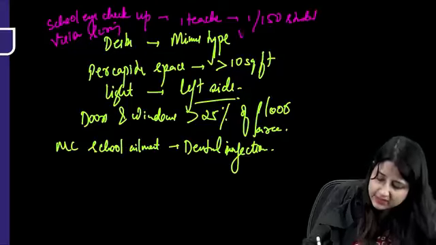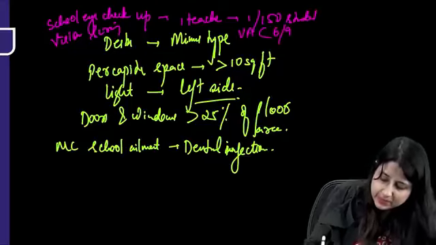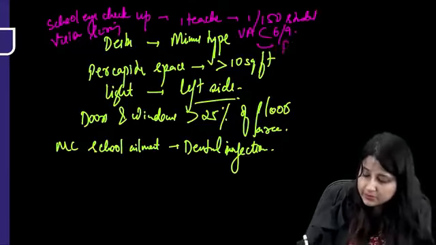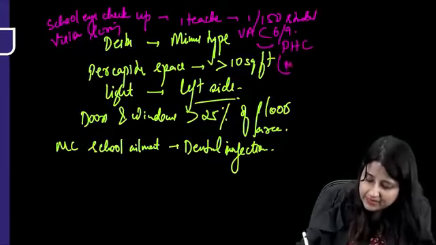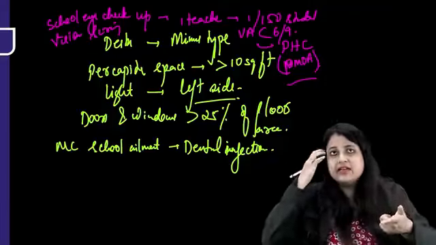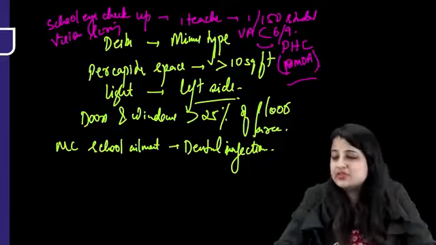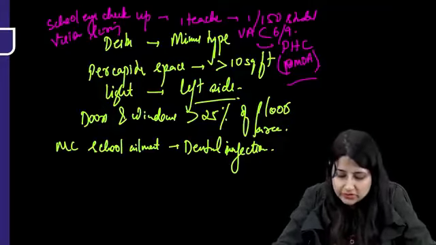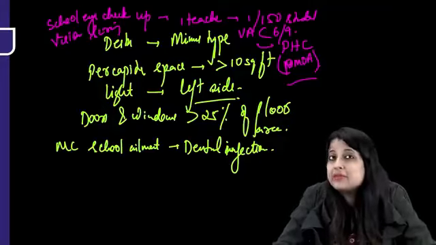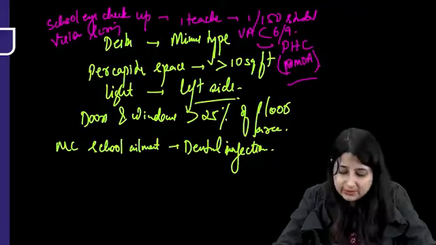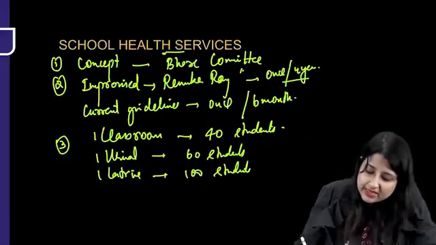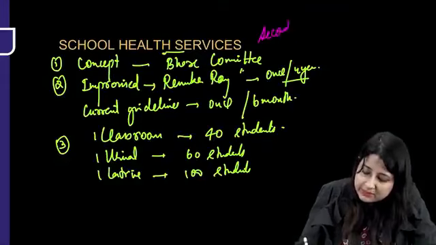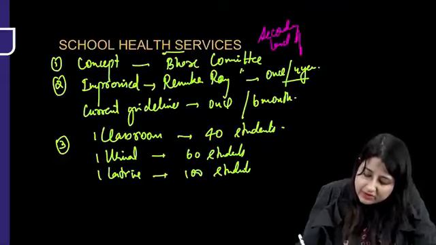If the visual acuity is less than 6/9, the child is referred to a PHC, where we will have a paramedical ophthalmic assistant who will refer the child, if required prescribe glasses, or refer further to an ophthalmologist. These are the bare minimum things you must know for school health checkup. Please remember, school health checkup is a checkup, so it is an example of secondary level of prevention.